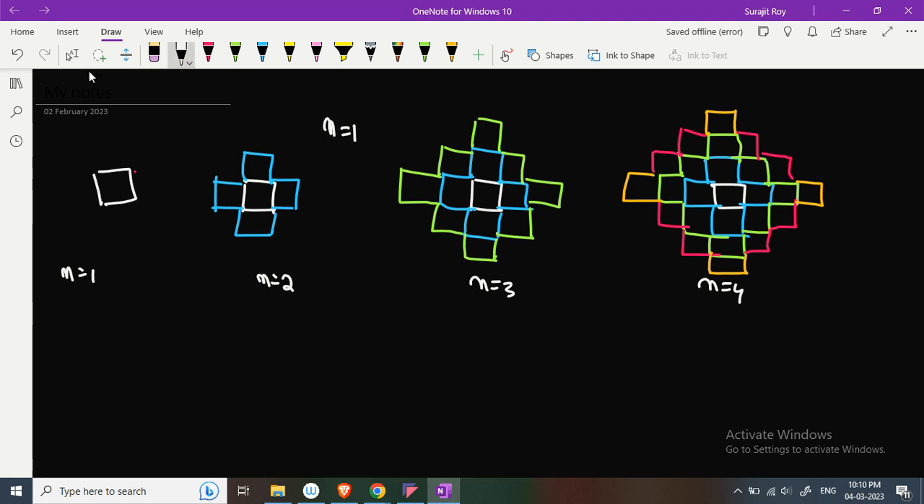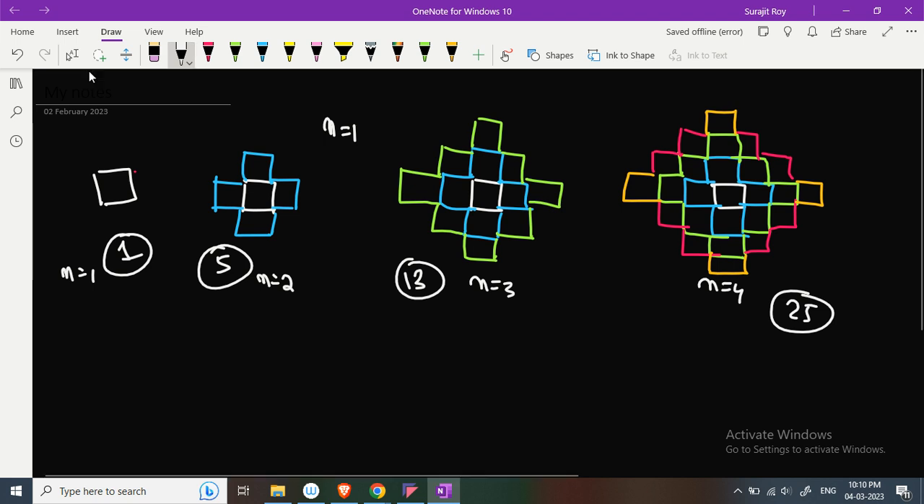So in the first case, our output will be 1 as there is only one square. In the second case, output will be 5. Third case, the output will be 13 as 13 squares are there. In the fourth case, the answer will be 25. Now, how have these answers come?